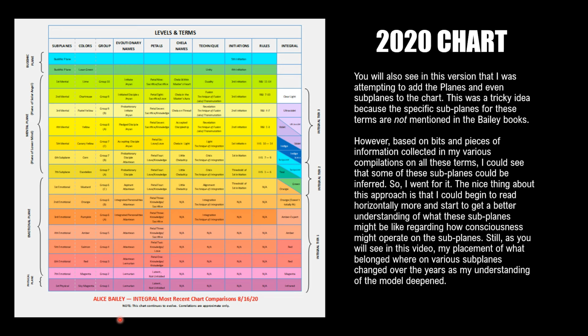What I'm saying here is that I was seeing that you could start to take all of these terms, not just the initiations, and try to put them on various subplanes. So I was playing with that idea more sincerely here. Because they could be inferred, I went for it. And the nice thing about this approach is that I can begin to read horizontally more, which is really nice. And as we get to the final chart, I invite you to pause and start to read horizontally what the different terms may be and how they're connected together.